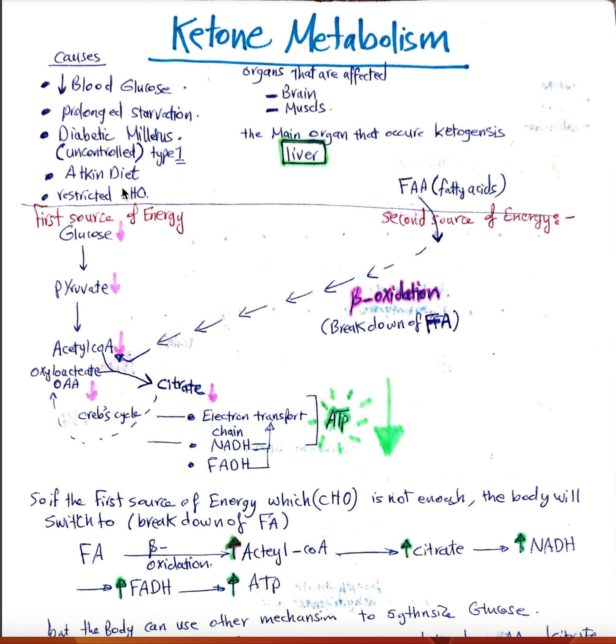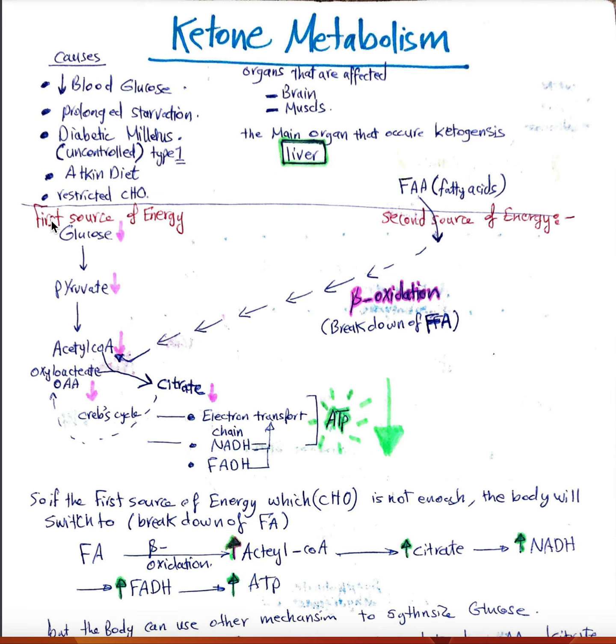And also a thin diet: if there is a reduced amount of diet and restricted carbohydrate, there is a decreased level of blood glucose, and that leads to the formation of the ketone bodies.